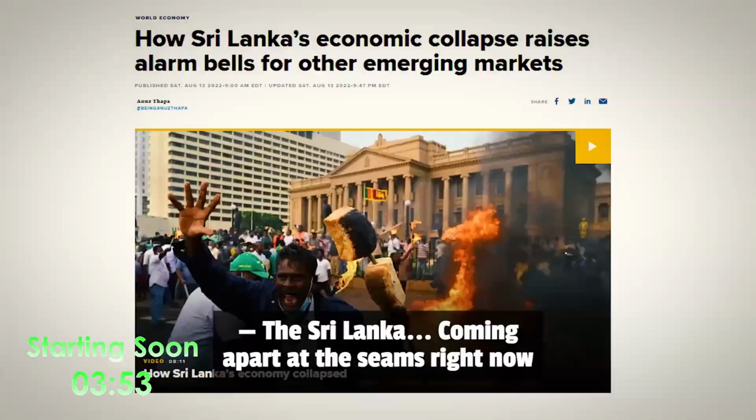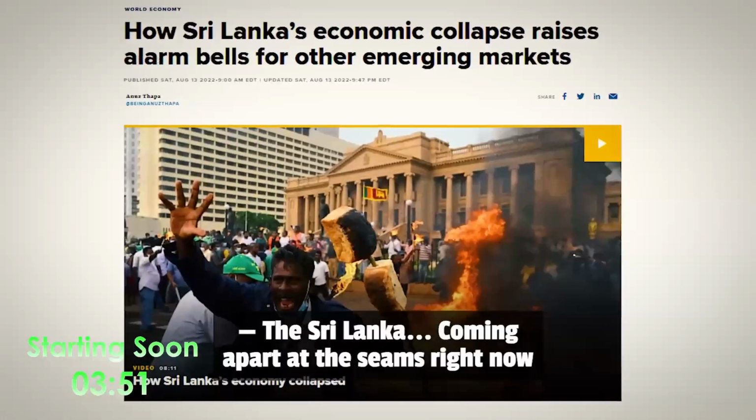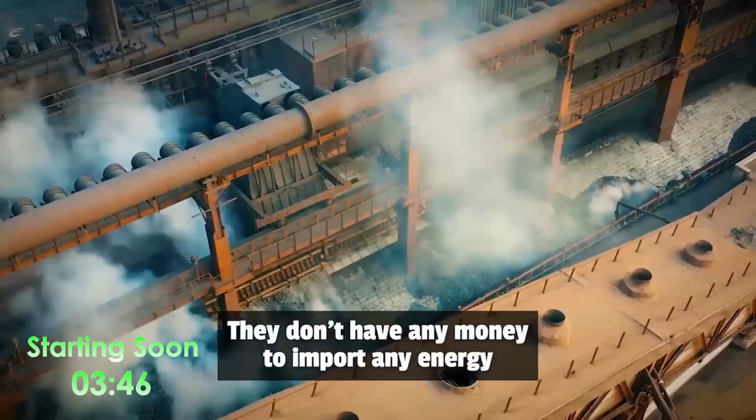Sri Lanka is coming apart at the seams right now. They're completely gone. They defaulted on their bonds. They've got no money. Nobody will loan them any more money. They don't have any money to import any energy, so they have no energy, and they're gone.